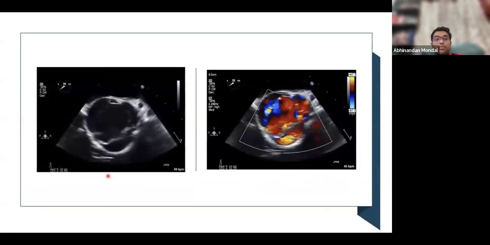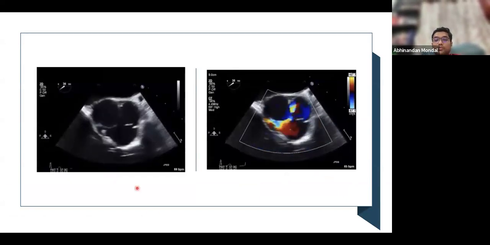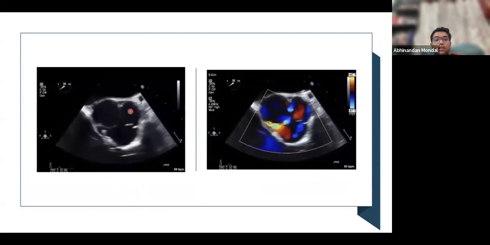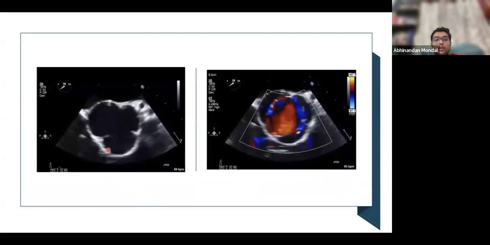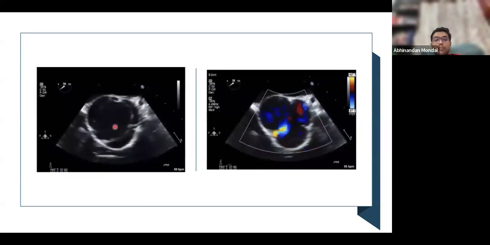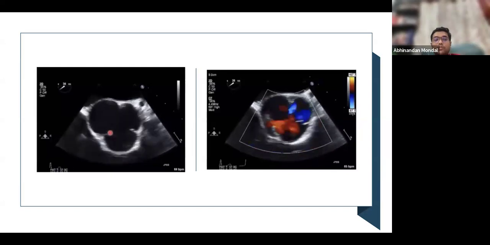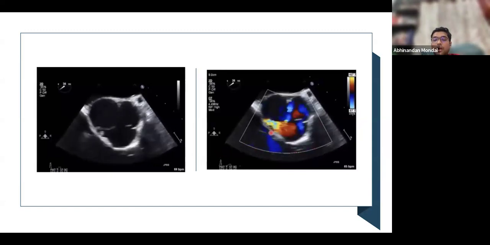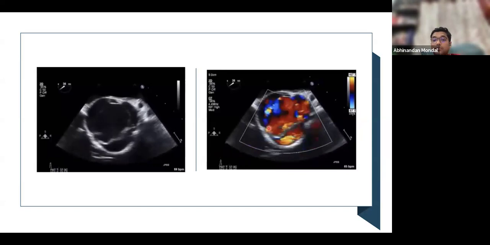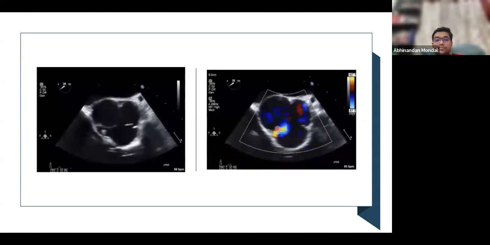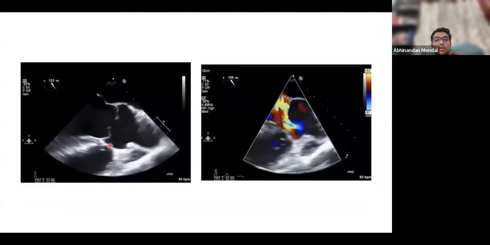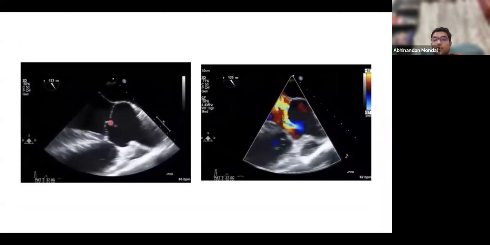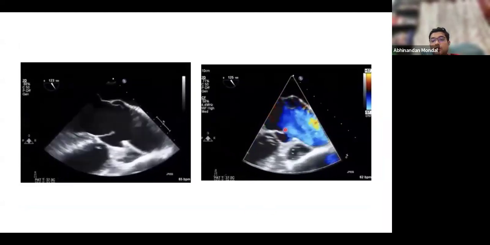Now we have to see a few images or loops. Can you appreciate the three leaflets that we can see over here? You can see a coaptation gap forming, and if you put color Doppler in your mid-esophageal aortic valve short axis view, you can see there is a flow acceleration over here. In this image, you have already seen this and put the color Doppler. Now we can see the color Doppler.